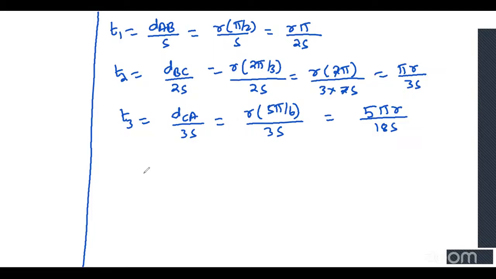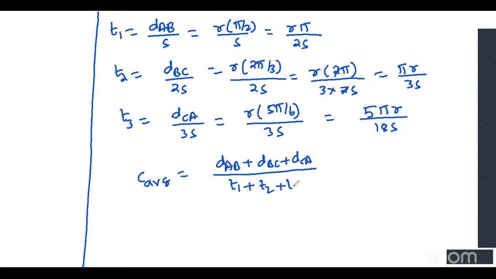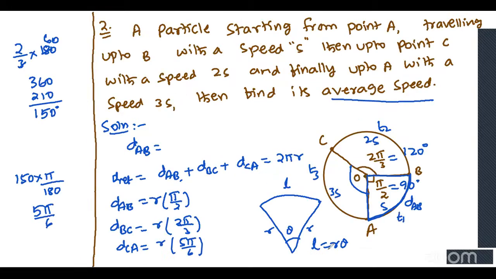So V average equals total distance, distance of AB plus distance of BC plus distance of CA, by time taken, T1 plus T2 plus T3. Total distance means nothing but 2 pi R. Okay? Fine. Total time: substitute the value of time.